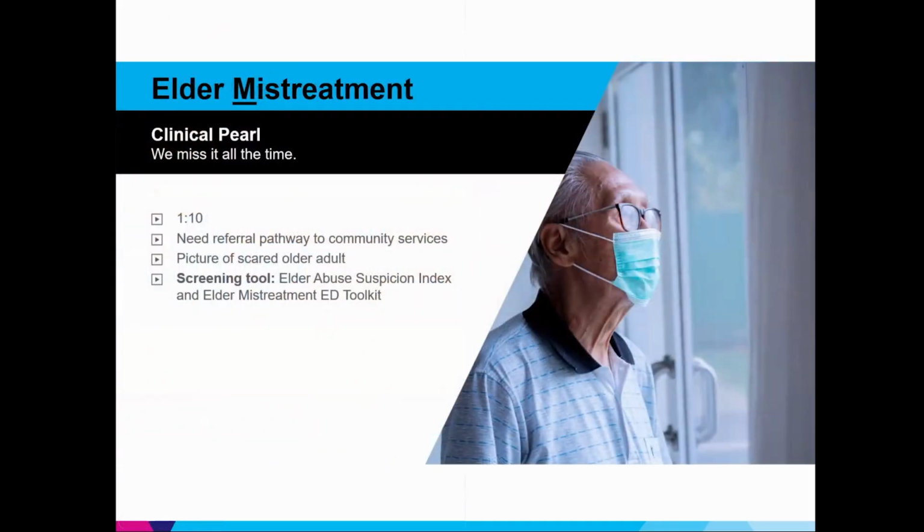Finally, I'll say the fifth M when it comes to elder mistreatment. This is something that's missed all the time. 1 out of 10 older adults experience some form of elder mistreatment or elder abuse, whether it be physical, mental, verbal, financial, sexual. These are things that older patients are at risk for.